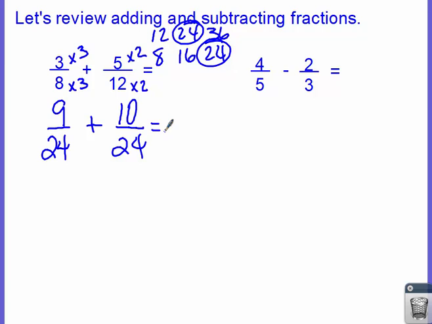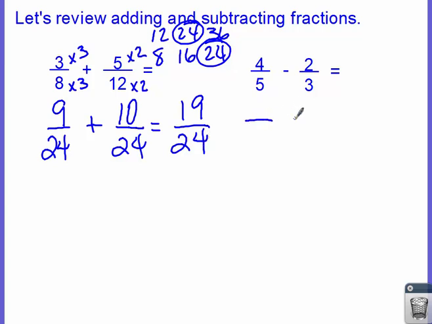Now we just add the numerators. 9 and 10 make 19. Keep the denominator and attempt to simplify. And 19 over 24 will not simplify. For subtraction, we do the same thing. It's just we have to subtract instead of add.